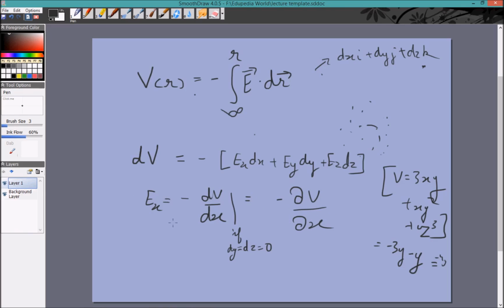Ex is minus del v by del x, Ey is minus del v by del y, and Ez is minus del v by del z. So not only do we know how to calculate the potential from the electric field, now we know that if we were given the potential, then we could calculate the electric field as well. This formula is just the opposite of this formula.